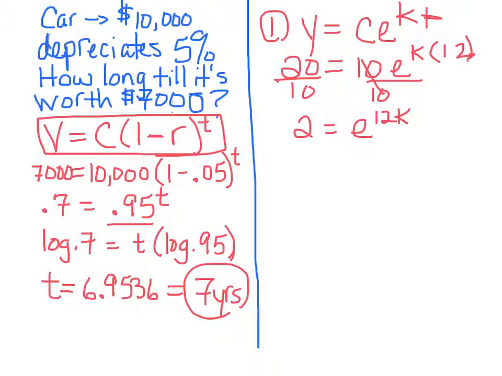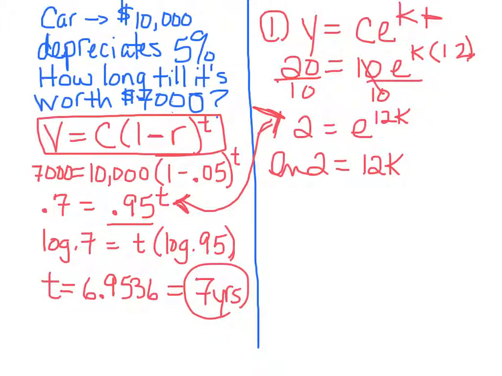So this is where I want you to just be careful and look at this. Compare these two steps right here. We're in the same exact spot. However, on the left, because our base is 0.95, we logged. Because our base is e, the only difference is we're going to ln instead of log. So instead of writing log 2, I'm going to write ln 2. I'm still going to bring that 12k down because it is an exponent.